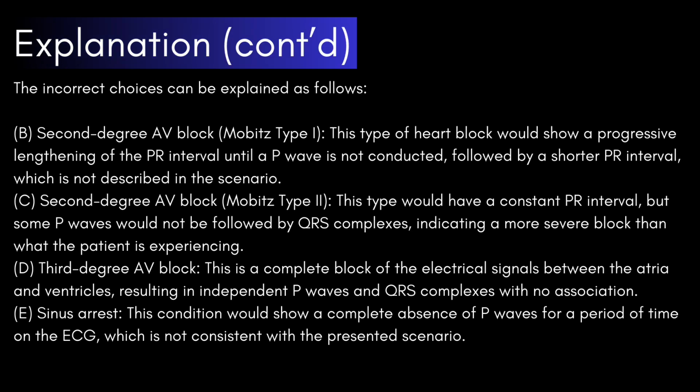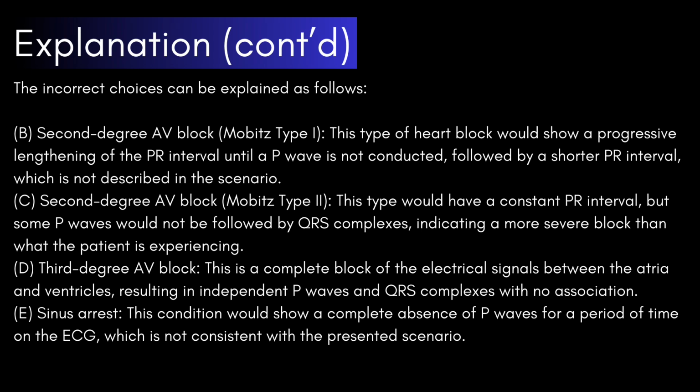The incorrect choices can be explained as follows. B, second degree AV block, Mobitz type 1. This type of heart block would show a progressive lengthening of the PR interval until a P wave is not conducted, followed by a shorter PR interval, which is not described in this scenario. C, second degree AV block, Mobitz type 2. This type would have a constant PR interval, but some P waves would not be followed by QRS complexes, indicating a more severe block than what the patient is experiencing. D, third degree AV block.